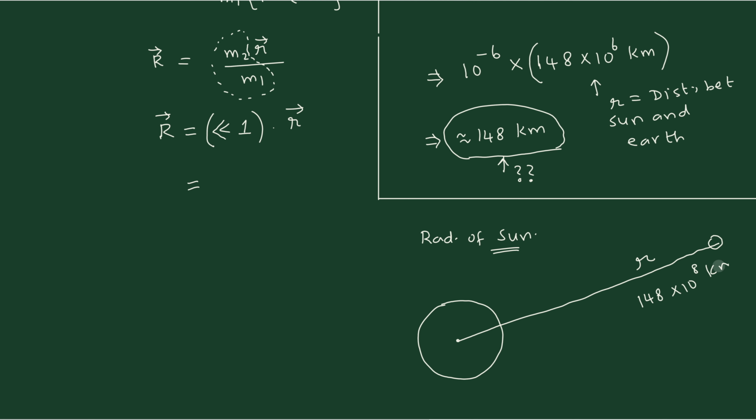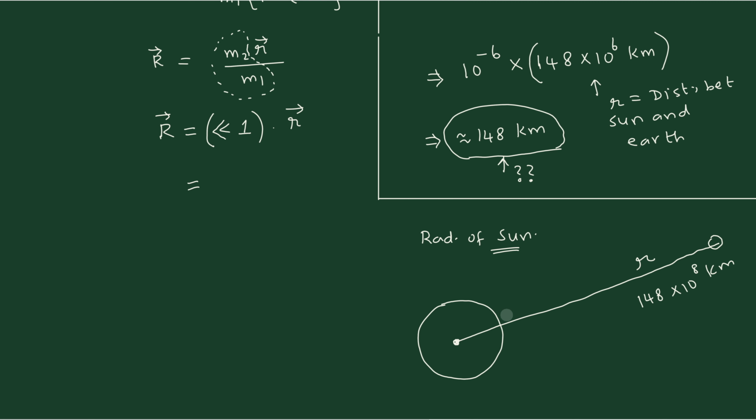Okay, that is clear. Now what is this 148 kilometer? From this center, you will have to move in this direction by a distance of 148 kilometer. That's the meaning. Once you understand this, you will be able to realize what you want to do. Now, to get the realization or the feeling, the first thing you should know is how big the sun is.